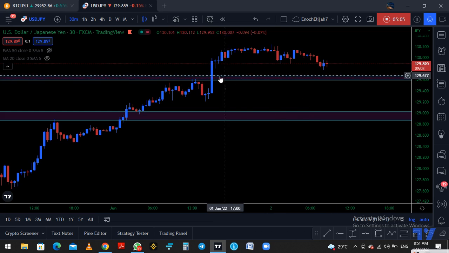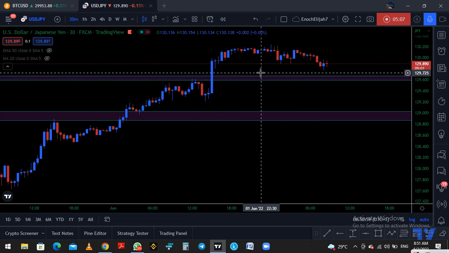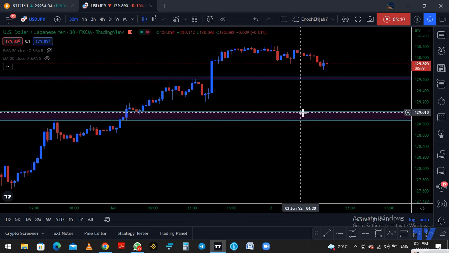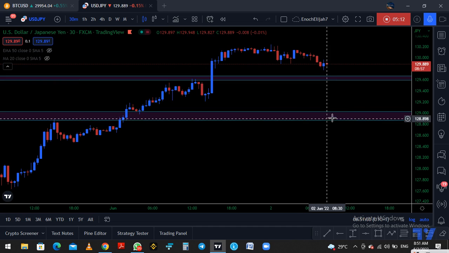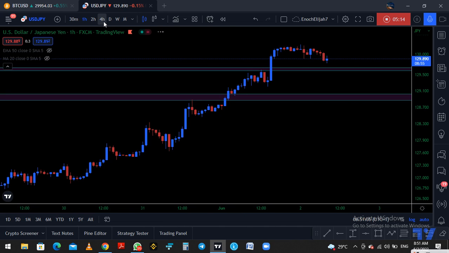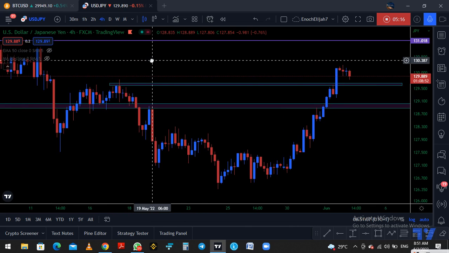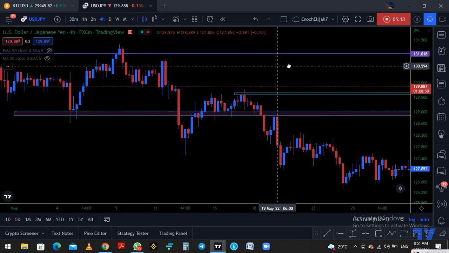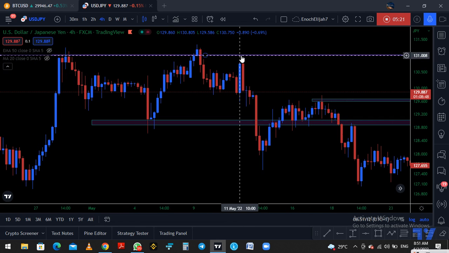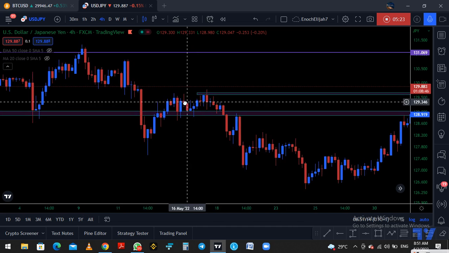But I don't really like this kind of pullback. I'd prefer it to come down to this level to take my buy. So let's see how it goes. It may happen today, it may not happen today, but I'll keep watching it to see what will happen on this one today.